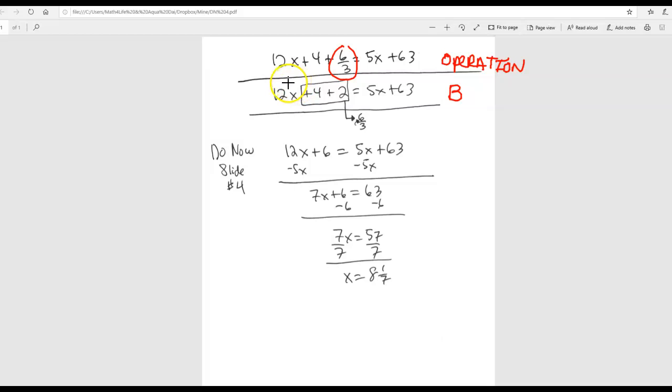The reason why this 12x is not a like term is because, yeah, we do know the value of 12, but we don't know the value of the number it's going to be multiplied by. So we don't have a definite number here. That's the reason why we can't combine that one. It's a variable. So the sum of 2 and 4 is 6, or 2 positives, 4 positives. That takes care of letter B. Bring down the 12x plus 6, bring down the 5x plus 63, the expression there.